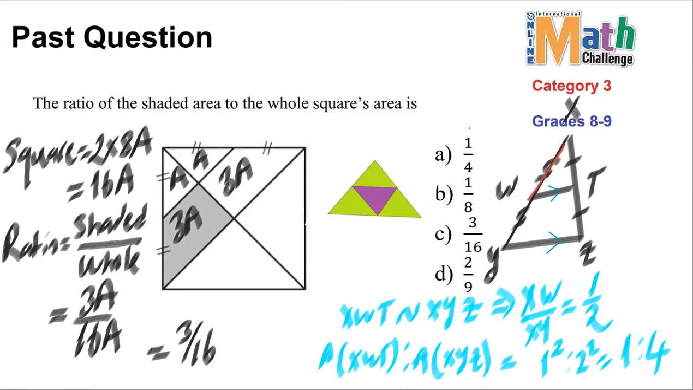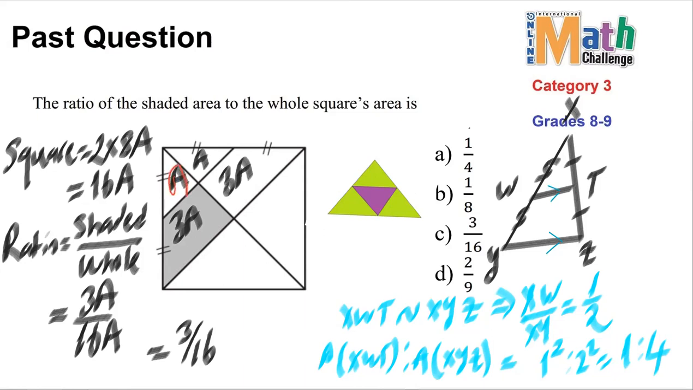So the area ratio of these 2 triangles will be square of 1 over 2, which is 1 over 4. It means if this triangle is 1, the whole is 4. It means trapezium will be 3. So if this is 1, this is 3 units. So in this shape, we can also see clearly, if this is 1, this is 1, 2, 3. So the whole shape is 4.